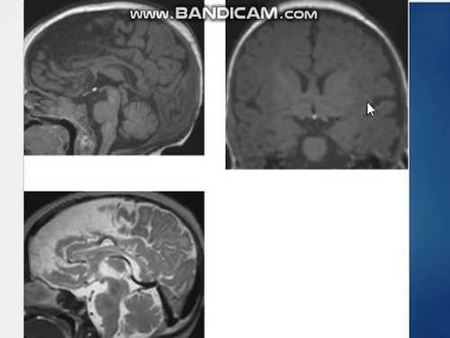Okay, so as you can see here, this is ectopic posterior pituitary gland, and absent pituitary stalk or infundibulum. That's all for this case.